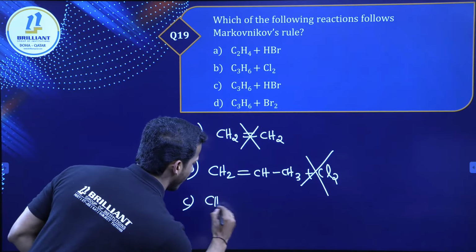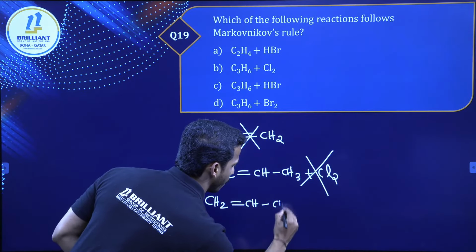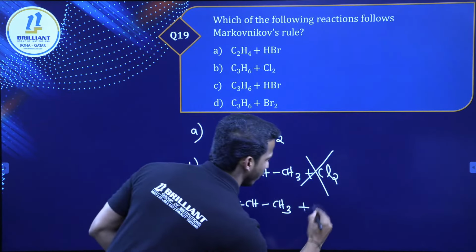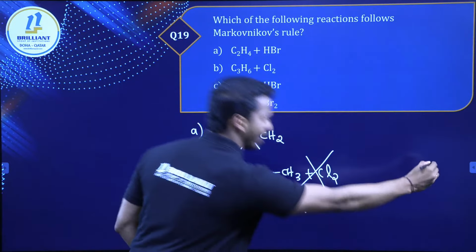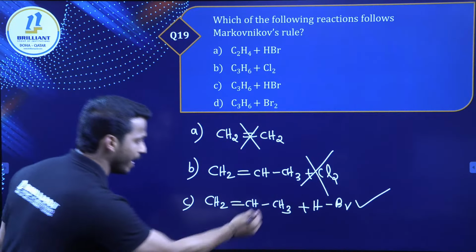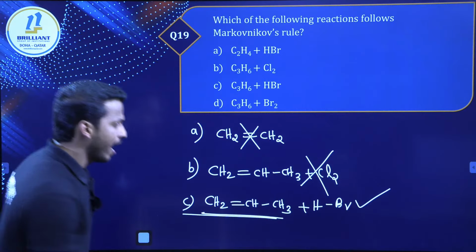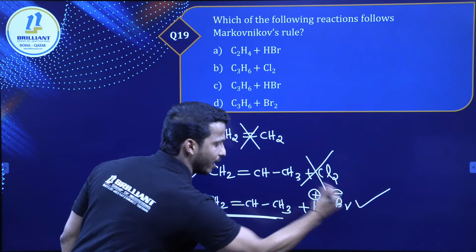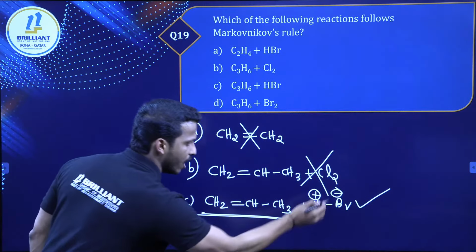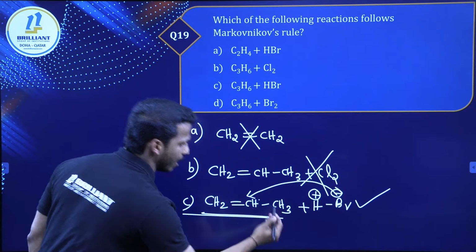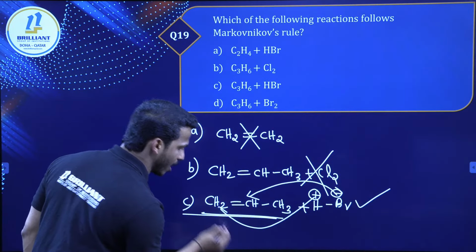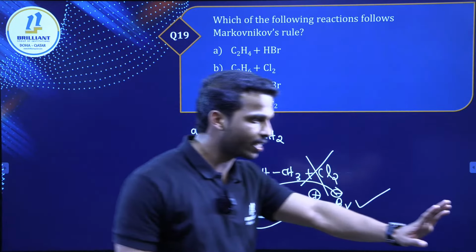Let's go for option C. That is again propene, dear all. Now we are treating it with HBr. Yes, we can go with option C because it is an unsymmetrical alkene and HBr contains positive and negative charge. According to Markovnikov's rule, the negative part goes to the carbon with less hydrogen, and the positive part goes to the carbon with more hydrogen. Let me check whether the answer is correct or not.